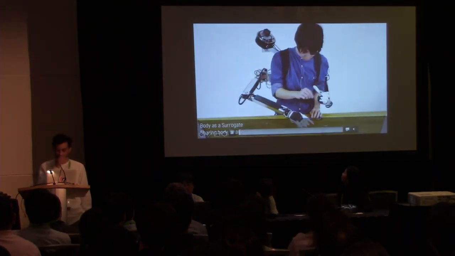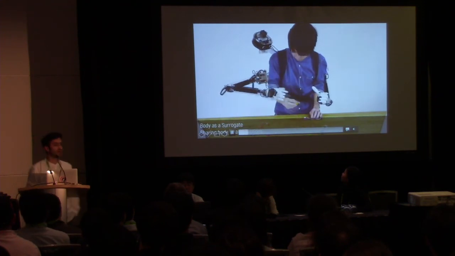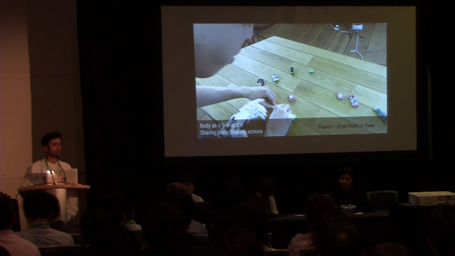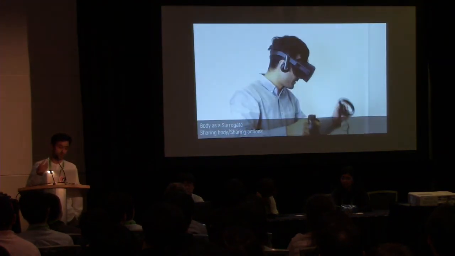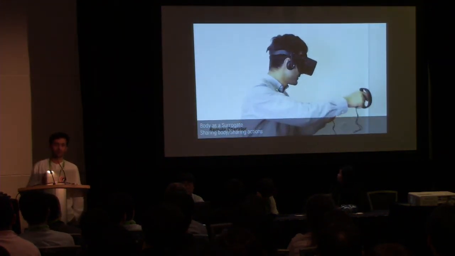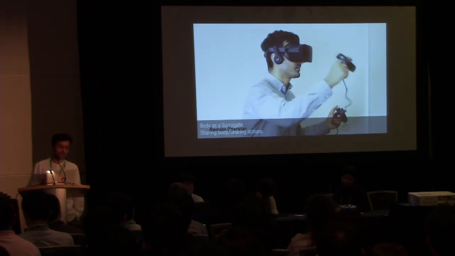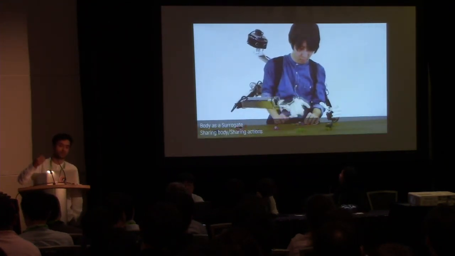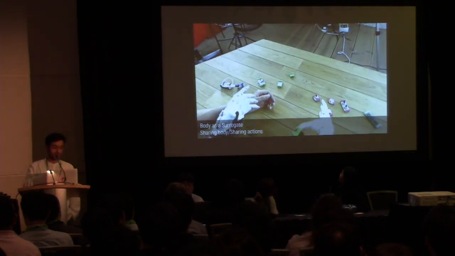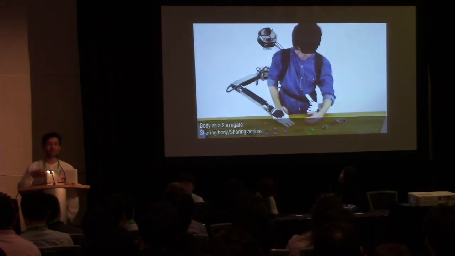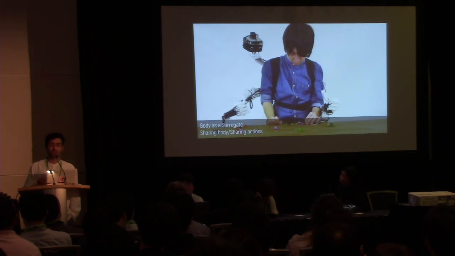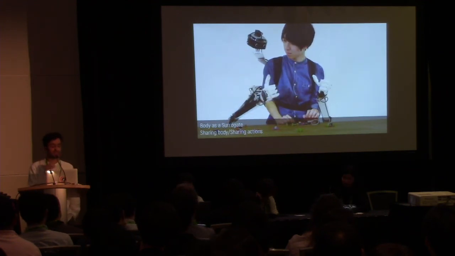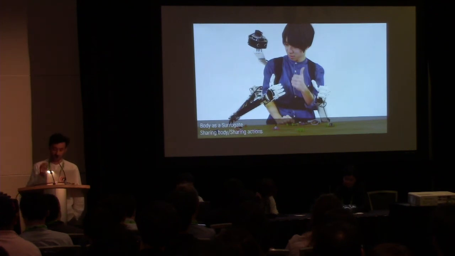So in this work, we have proposed to use a wearable backpack telepresence robot that allows the human body to be transformed into a surrogate, allowing other people to access and conduct actions from the same point of view, sharing the body as well as sharing the actions. In this way, both participants can clearly understand how to manage the task together.